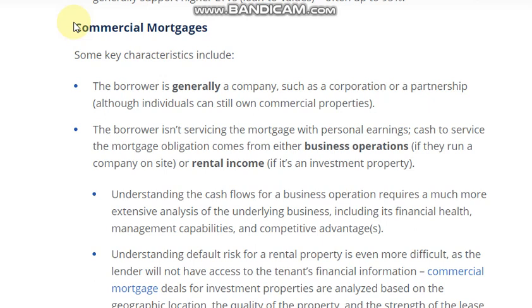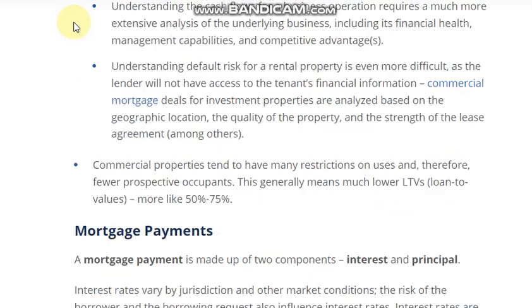rental income if it's an investment property. Understanding the cash flows for a business operation requires a much more extensive analysis of the underlying business, including its financial health, management capabilities, and competitive advantages. Understanding default risk for a rental property is even more difficult, as the lender will not have access to the tenant's financial information. Commercial mortgage deals for investment properties are analyzed based on the geographic location, the quality of the property, and the strength of the lease agreement.